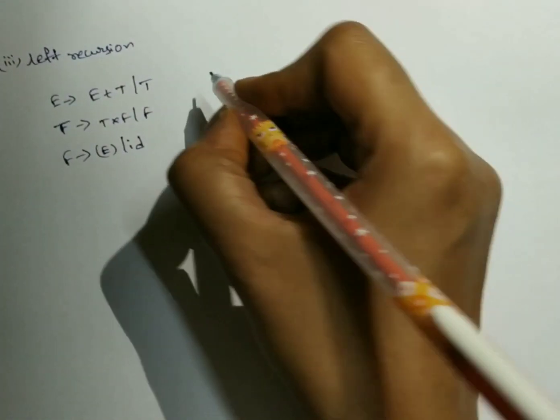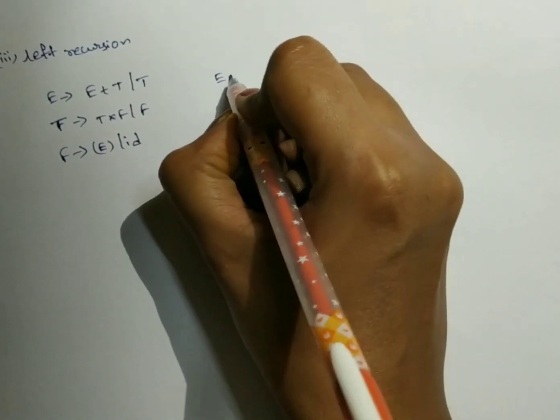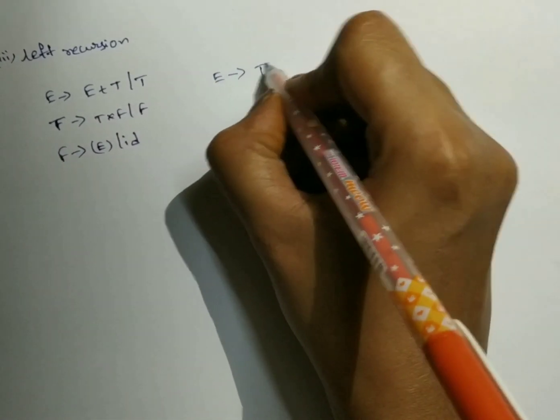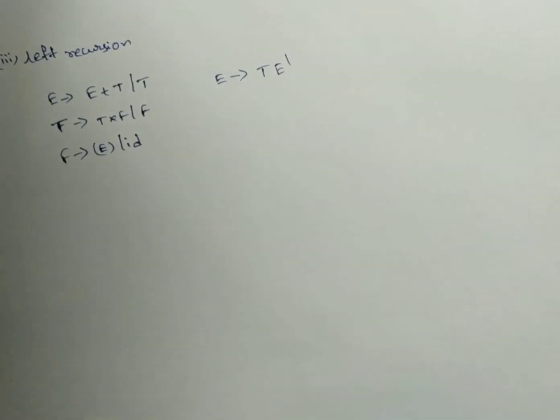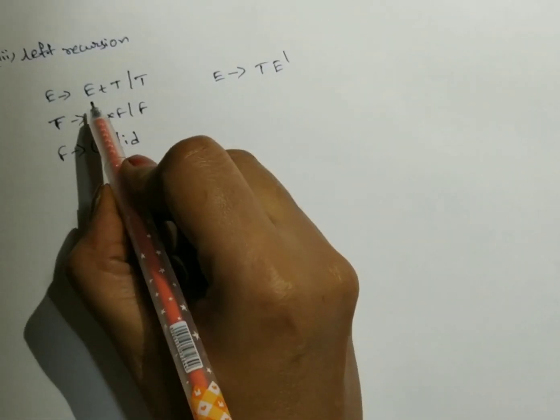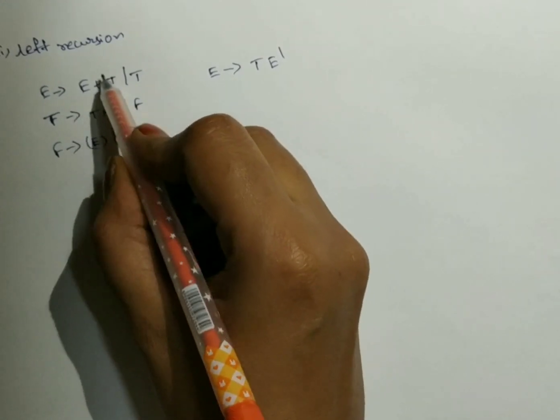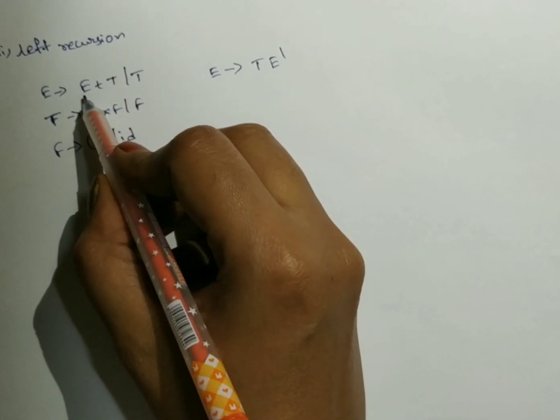Now let us see how this left recursion will be eliminated from the grammar. E derives T E dash. As it has left recursion, I am not considering this E plus.